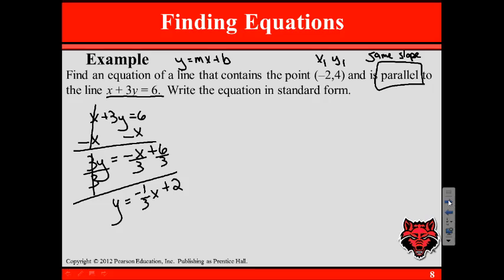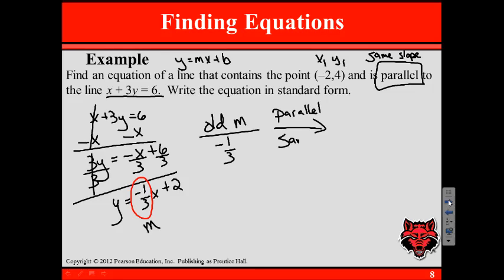Now once we have y isolated, we compare our equation to the slope-intercept form, and we find that the coefficient in front of x, negative 1/3, is our slope. So the old slope is negative 1/3. Because our slope is going to be parallel, which means exactly the same, the new slope is also going to be negative 1/3. So the information we need that we're going to use is the slope is negative 1/3 and our point is (-2, 4). Let's go to the next slide and try to use that information.